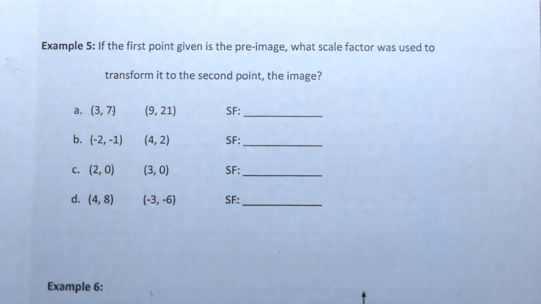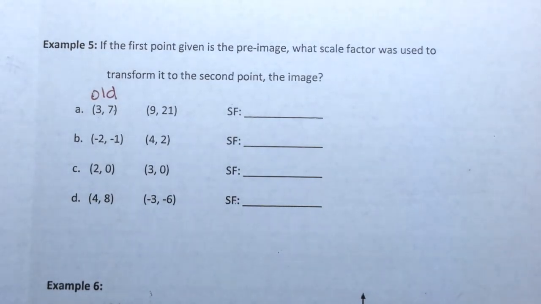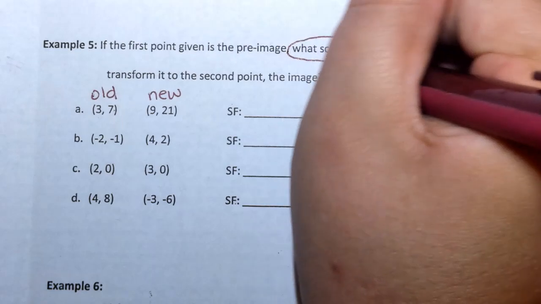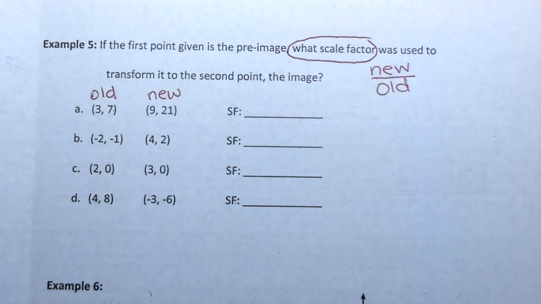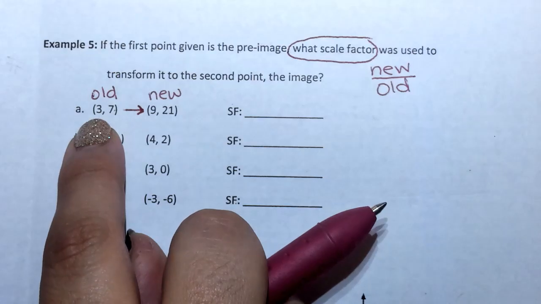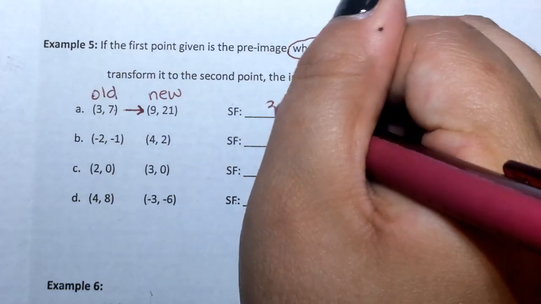Okay? So, it says if the first point given is the pre-image or my old, what is the scale factor used to transform to the second point, the image or the new? Well, how do we find scale factor? Look at the multiplier, and if you don't know it, do new over old. If you're at 3,7, how do you get to 9,21? Multiply by 3, or you can just divide. What's 9 divided by 3? What's 21 divided by 7? So this scale factor is 3.